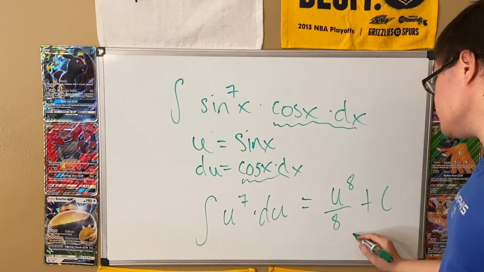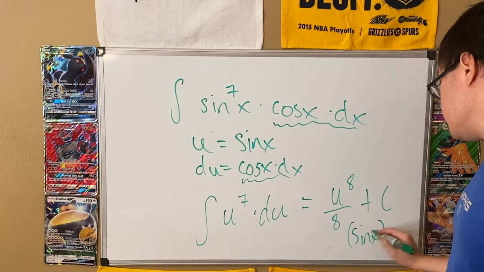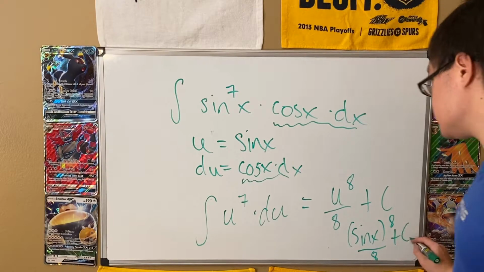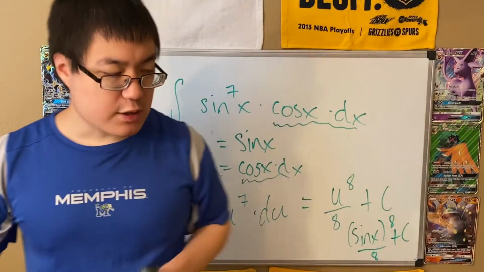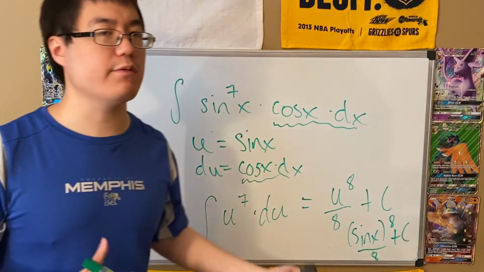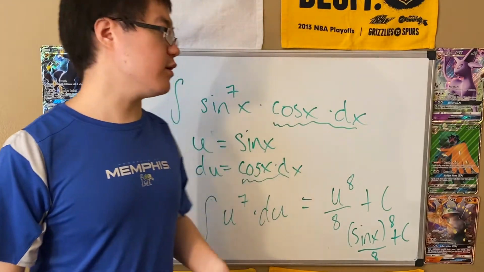Very last step, replace the u with sine of x. There's going to be sine of x to the 8th over 8. I'm going to squeeze in a little 8 here, plus c. So as you do these questions more and more, you'll get better at this process. You'll get better at choosing the u's. You'll get better at replacing the x's. But there are some that are a little bit harder.